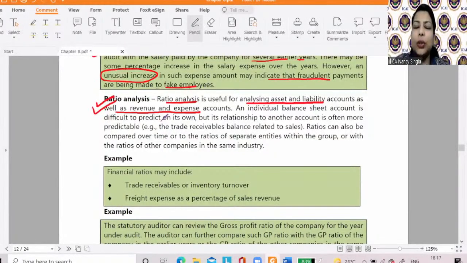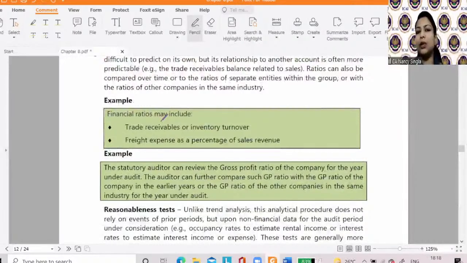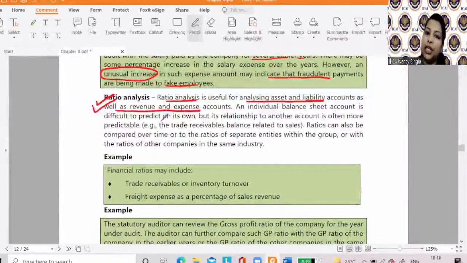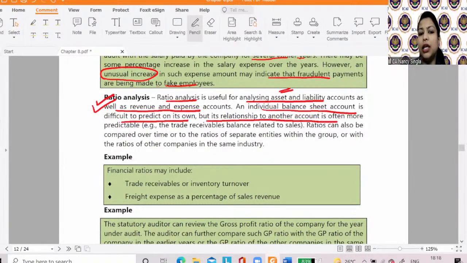And we all know the ratio analysis, like GP ratio. You can compare the GP ratio of your client with that of the prior period or with that of other companies in a similar industry. And what all ratios can be calculated? Your debtor turnover, your stock turnover, your freight expense as a percentage of sales revenue. Many of you have replied that both balance sheet and P&L items can be used, right? This is what is mentioned in ratio analysis, that it can be used for assets and liabilities as well as revenue and expense. An individual balance sheet account is difficult to predict on its own, but its relationship to another account is often more predictable.